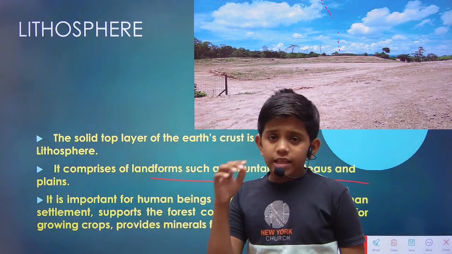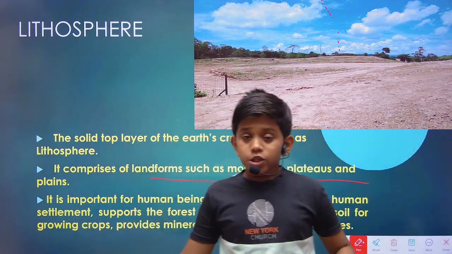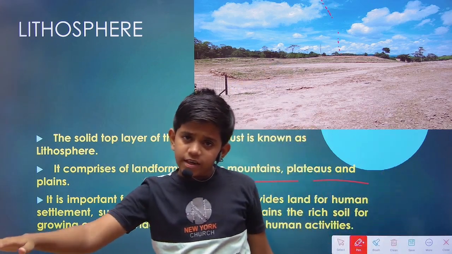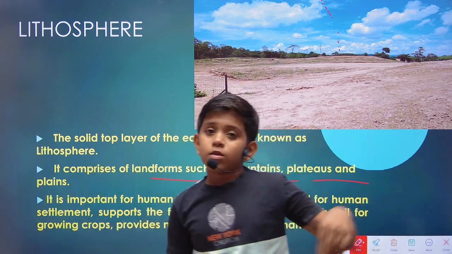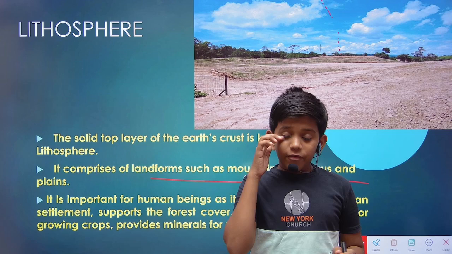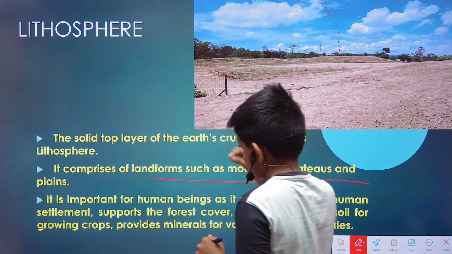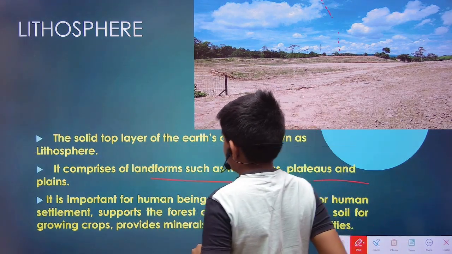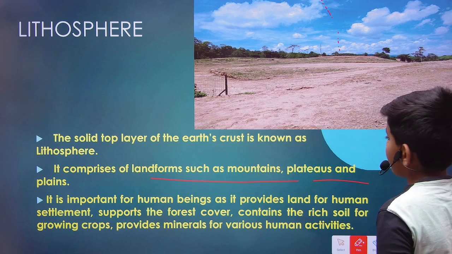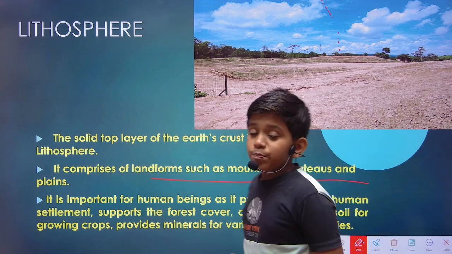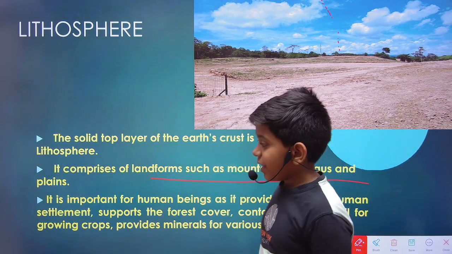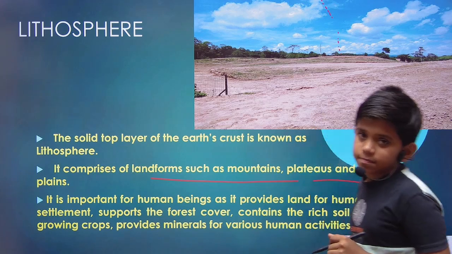Now on the land there are different types of land. Some are hilly regions, some are plain regions, some are in the river, some are in the ocean. So these are different types of landforms. It is important for human beings as it provides land for human settlement. Now what does this land do? Land helps to build houses.